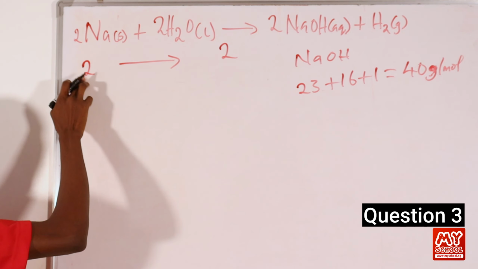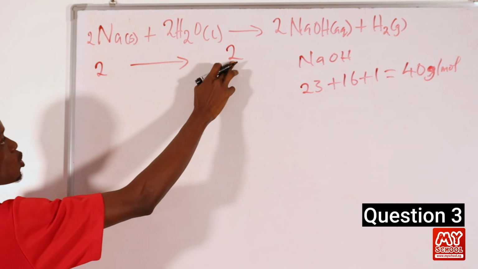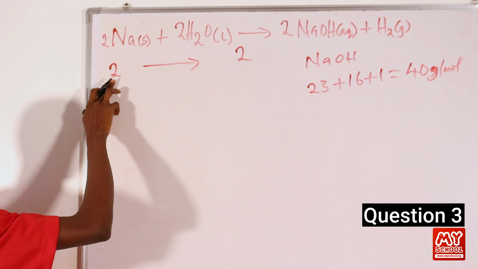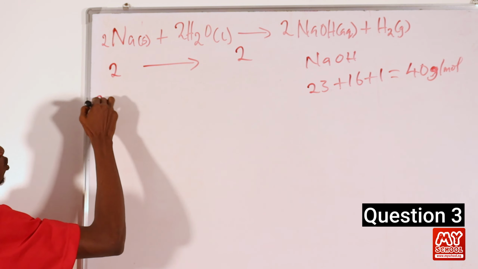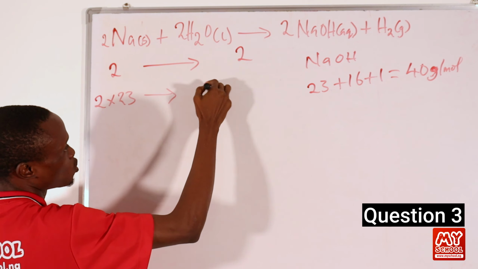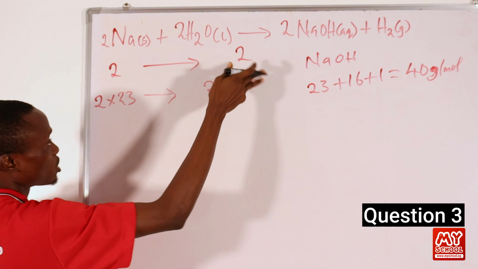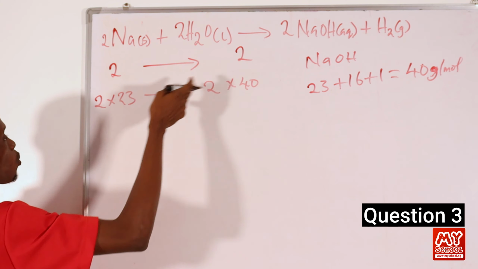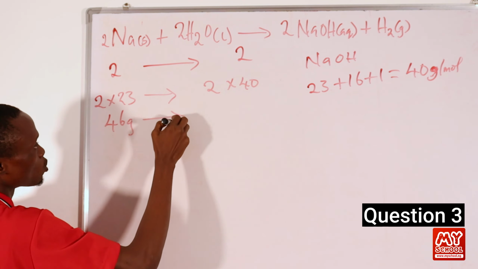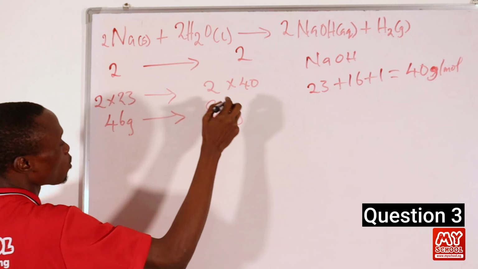So we have 2 atoms of sodium here producing 2 moles of sodium hydroxide. So 2 moles here is going to have a mass of 2 times 23, and this will also give us a mass of 2 times 40. Now what this means is that 46 grams of sodium actually produce 80 grams of sodium hydroxide.